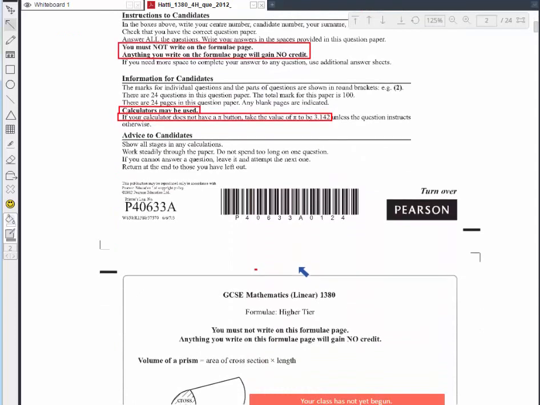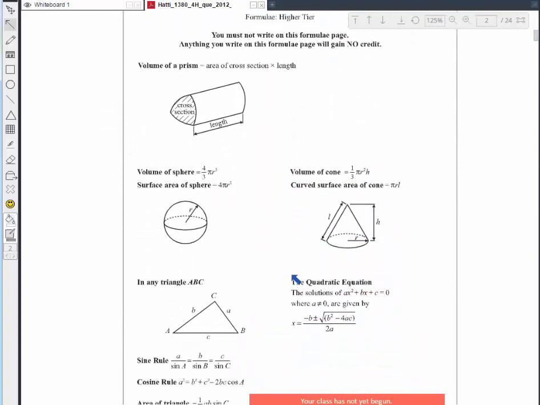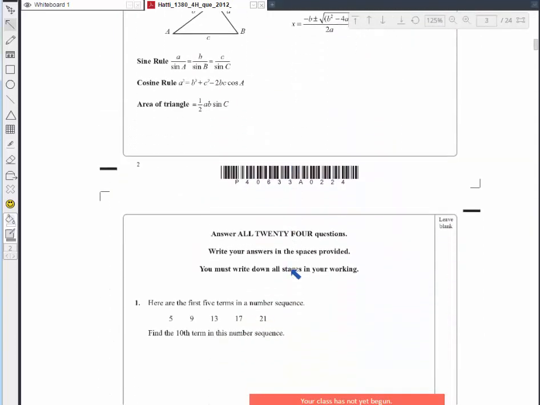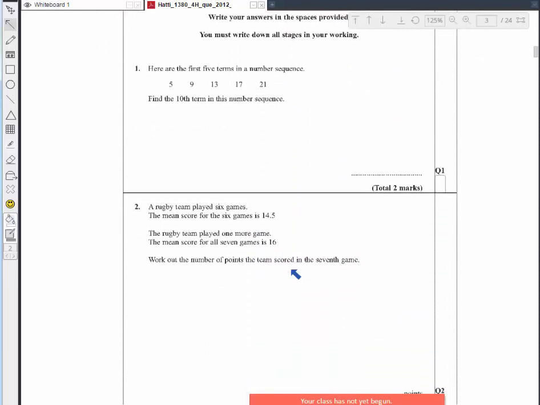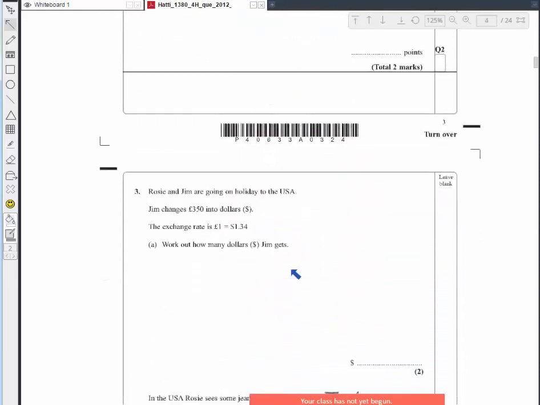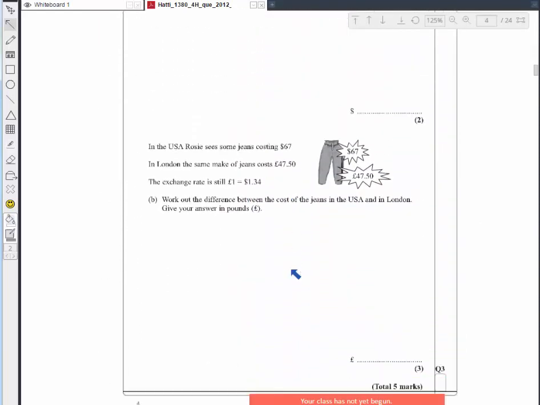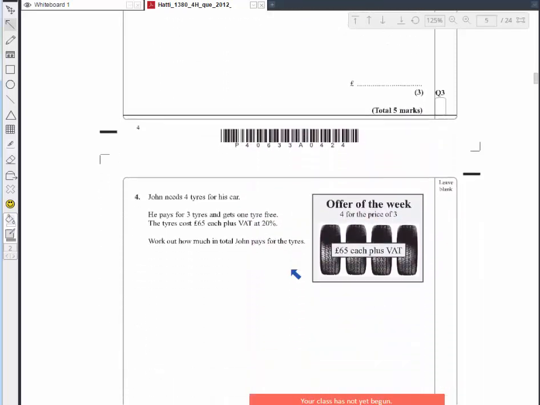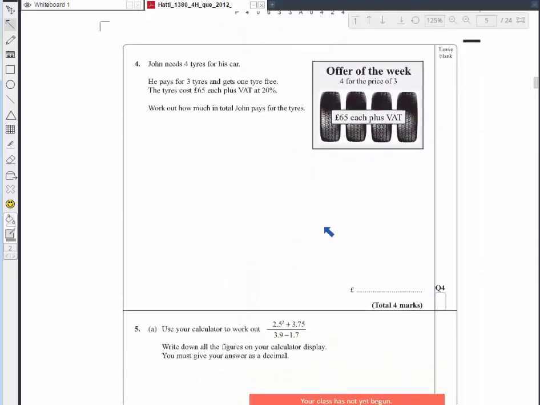On to the question that I wanted to look at today. And there's a bit of a formula page there. You've got a few little questions to begin with, and then actually the question that we're going to have a look at is this question to do with percentages.